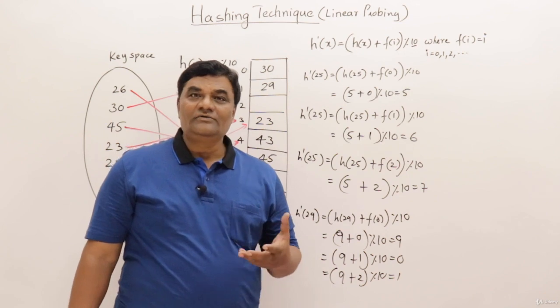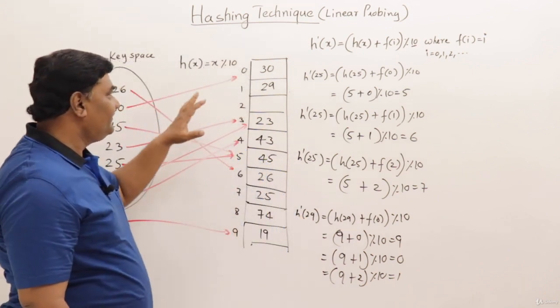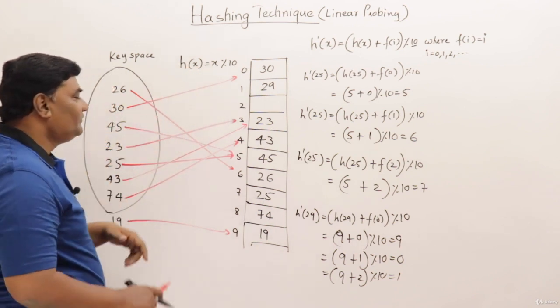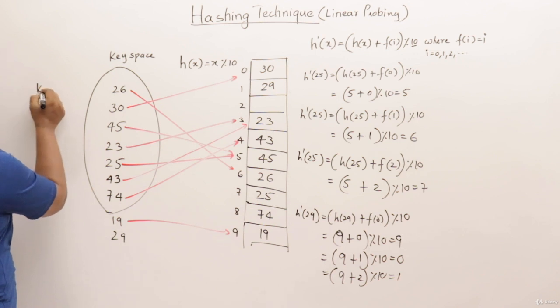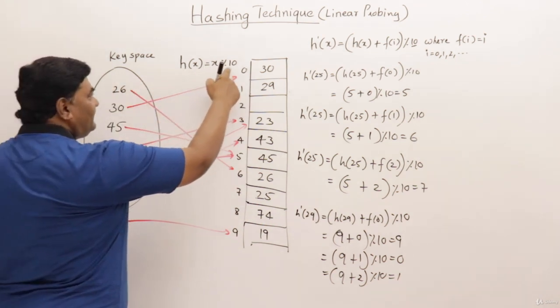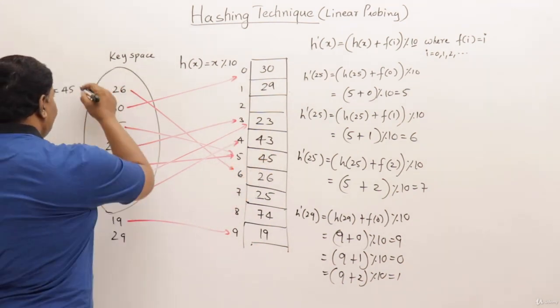Now let us see how to search for the keys. For searching also we use the same hash function. This function will be sufficient for us for searching. Suppose I want to search for a key 45. 45 mod 10. Go to this place. Yes, key is found. Yes, search is successful.